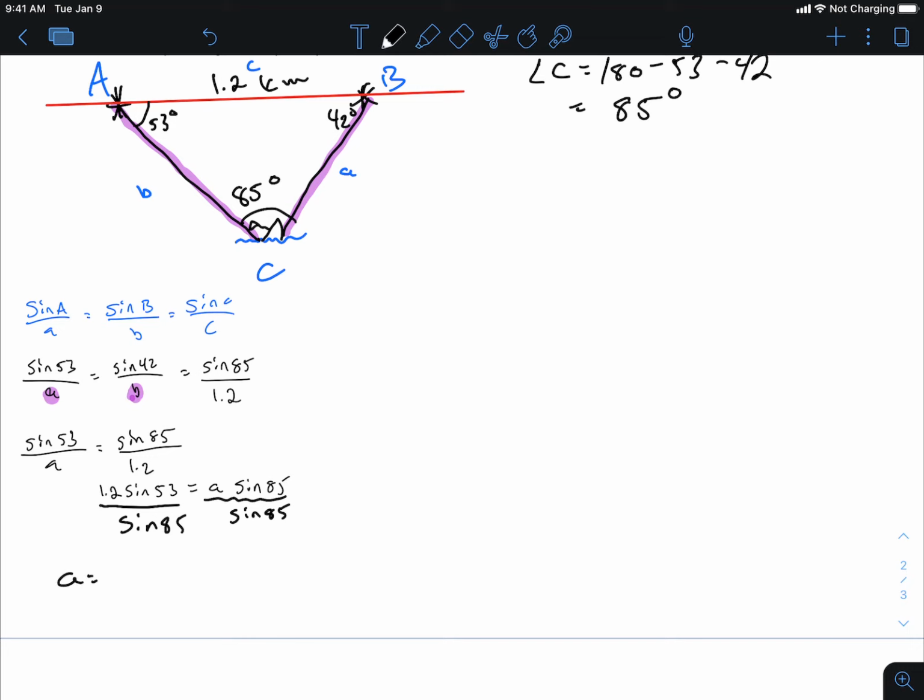And so A is equal to sine of 53. You go find 53 degrees, 0.7986, and that's divided by, go find 85, that's 0.9962. Okay, I'll highlight these so you can see what went where.